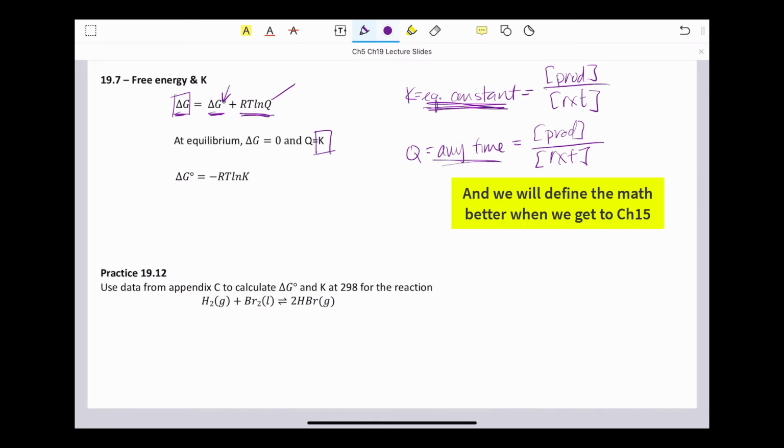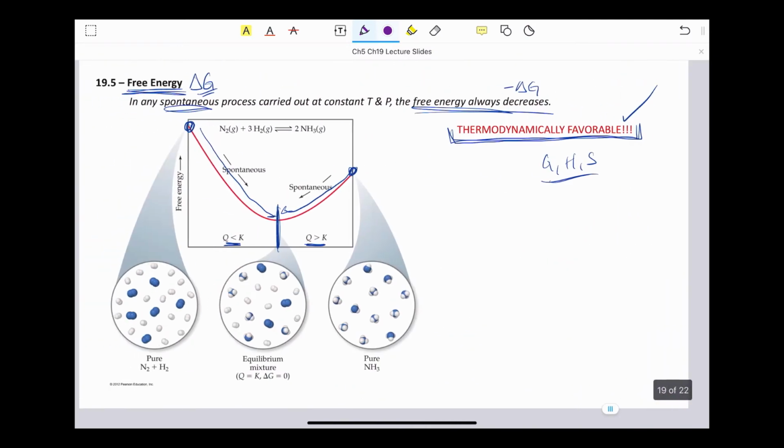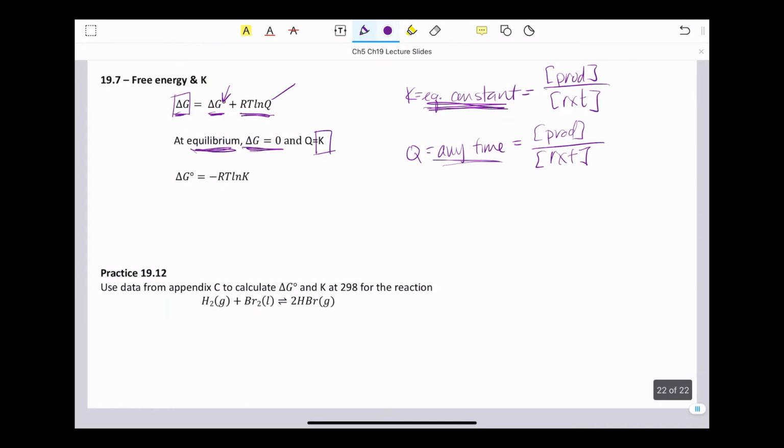Now, if we put in some parameters and say that we are at equilibrium, neither the forward reaction nor the reverse reaction is favored. If we go back to that diagram, this is equilibrium. Once the reaction reaches that point, it's at the bottom of a well, so going up is not favorable in either direction. Which is why, at that point in time, delta G equals 0 and Q equals K, which means that this equation turns into this, where delta G standard is equal to negative RT ln K.